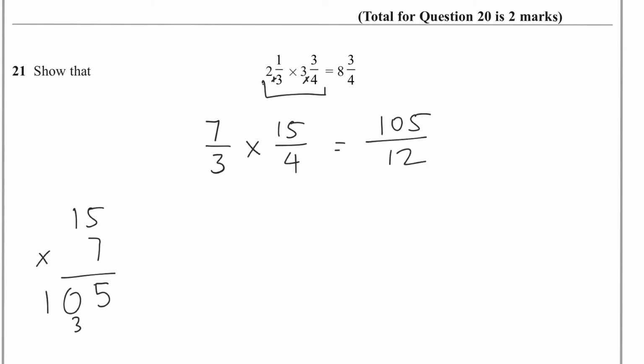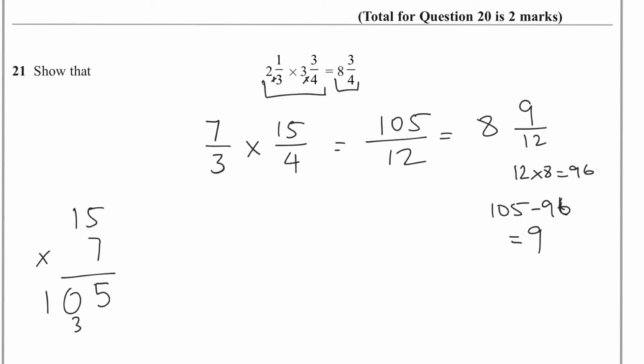So now that we've got this, we need to work out the actual value written as a mixed number. So we need to think of how many times 12 goes into 105. What I know is 12 times 8 is 96, so we could have 8 and then our 12. If I do 105 minus 96, I end up with 9. So now I've got 9/12.